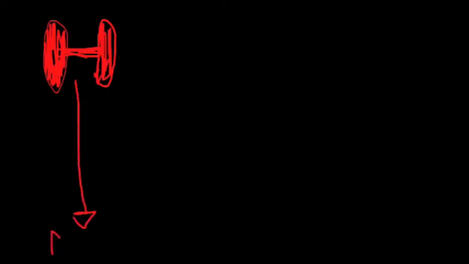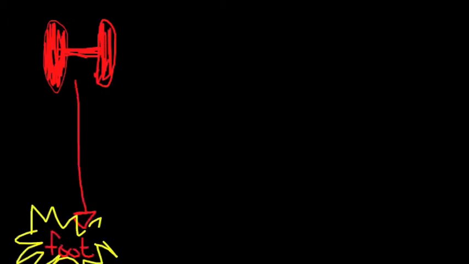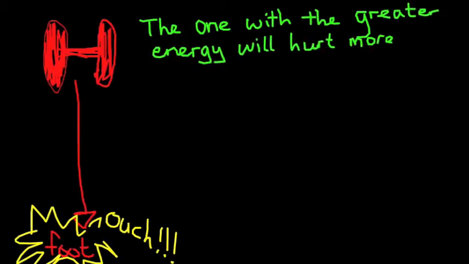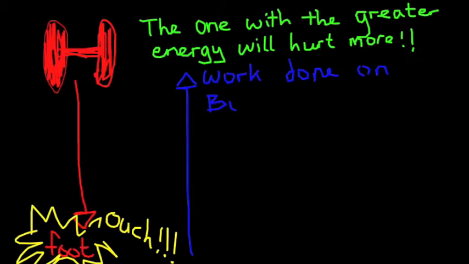So the obvious question is this: which dumbbell will hurt more if you drop it on your foot? This may seem like a silly question, but it raises a very good point. The one that has more energy will hurt more. You know that this is the 16 kilogram dumbbell from common sense. Remember what I said earlier about that. But also, you know that the 16 kilogram dumbbell has a greater energy than the 1 kilogram dumbbell.